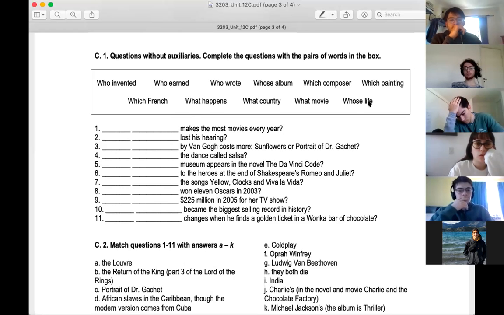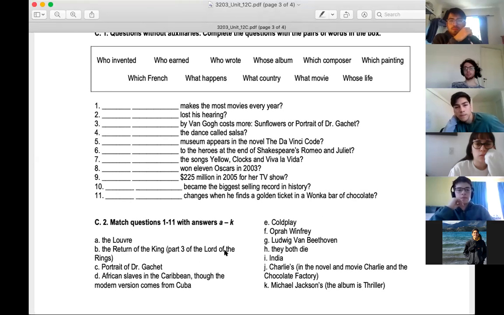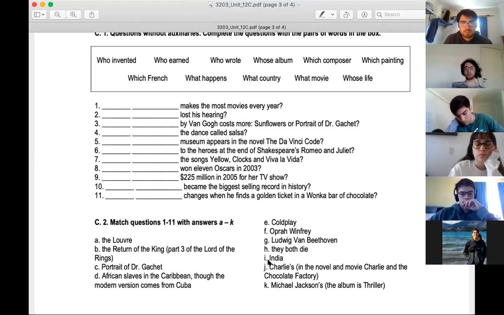Which country or not? What country, yeah, I agree with you. What country makes the most movies every year? And I think that the answer is India. Yeah? This is a question without an auxiliary because which country is the same as India. So it's the subject. You see? India makes the most movies every year. We don't need an auxiliary.